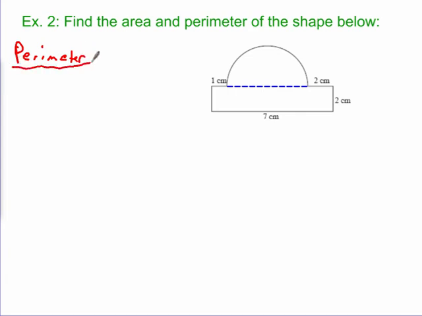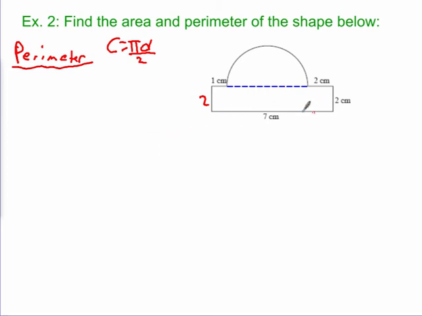So, to find my perimeter, I'm missing one side here. Well, if this is 2, that makes this one 2. And I've also got this curve up here that I need to find the length of. Well, we know the perimeter of a circle. We call it the circumference. And that's equal to either 2 times pi times the radius, or just pi times the diameter. And because this is half of a circle, I can say it's pi times the diameter divided by 2. So the question becomes, what's the diameter? How long is this dashed blue line?